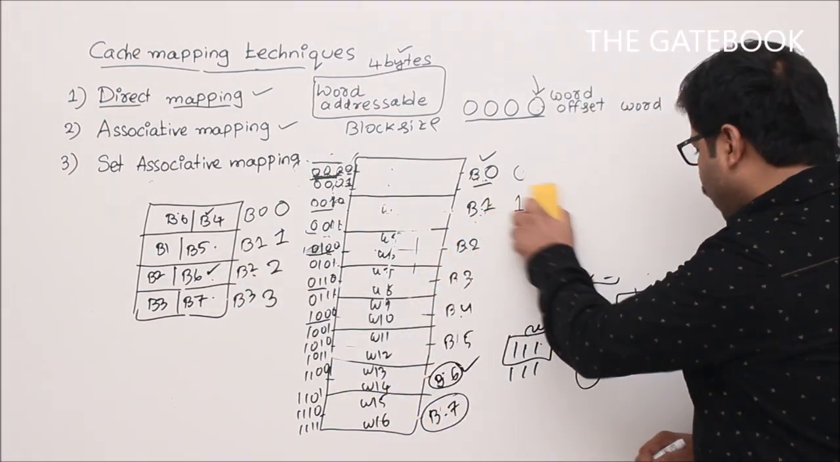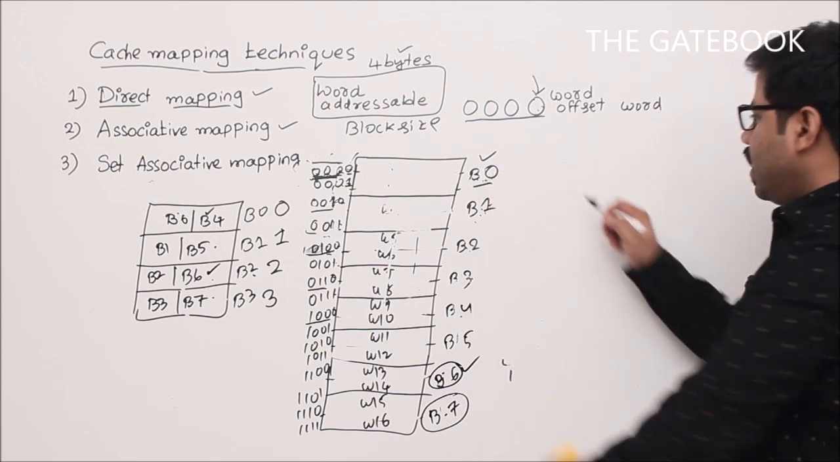Now let us summarize whatever we did. Whatever binary bits we have, 4, right?